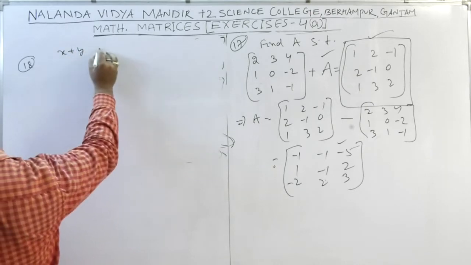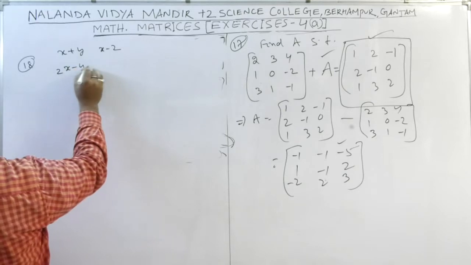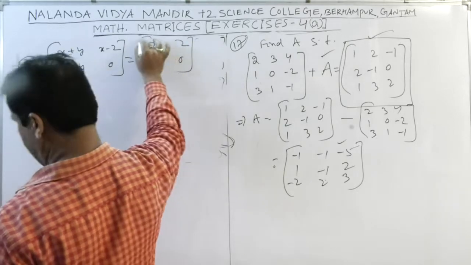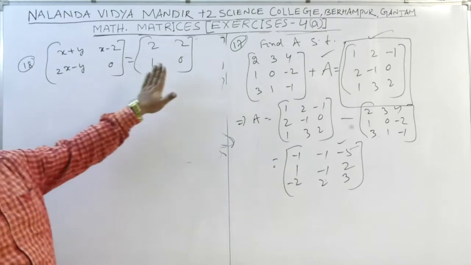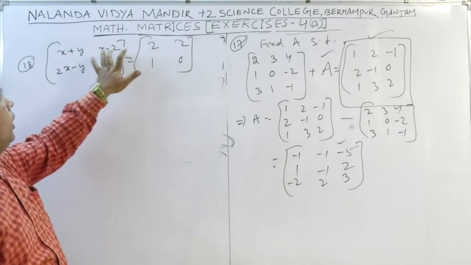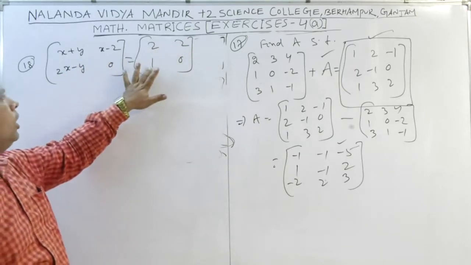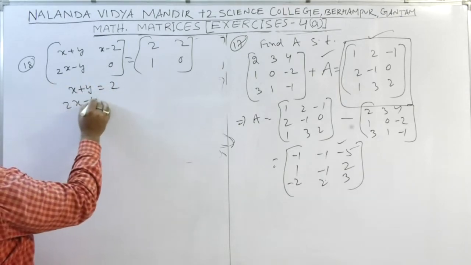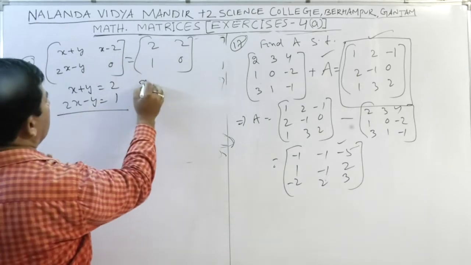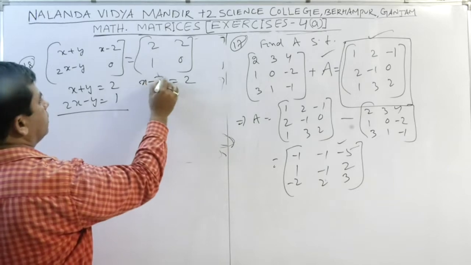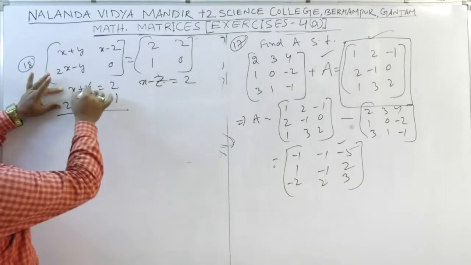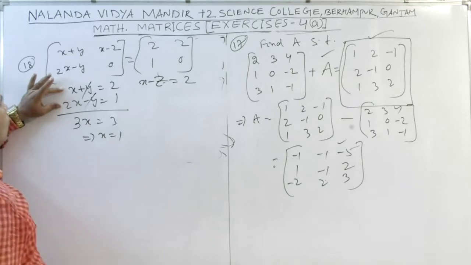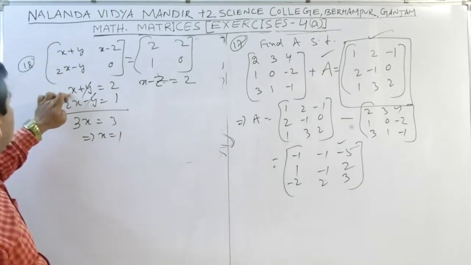x plus y, x minus z, 2x minus y, 0 is equal to 2, 2, 1, 0. Find the value of x, y, z. If these two matrices are the same, then x plus y is equal to 2, x minus z is equal to 2, 2x minus y is equal to 1. Therefore, we get x plus y is equal to 2 and 2x minus y is equal to 1. Okay. Similarly, x minus z is equal to 2. In these two equations, if you add them, on the left hand side you get 3x is equal to 3. This implies x is equal to 1. Put this value of x in the first equation, x plus y is equal to 2.